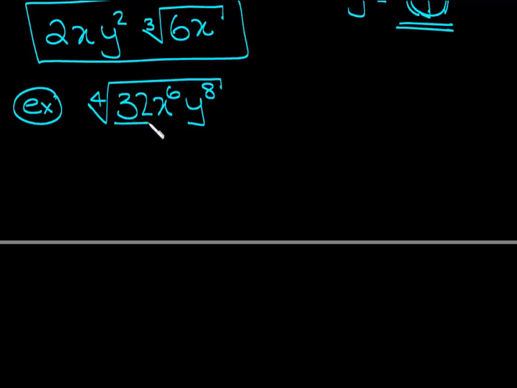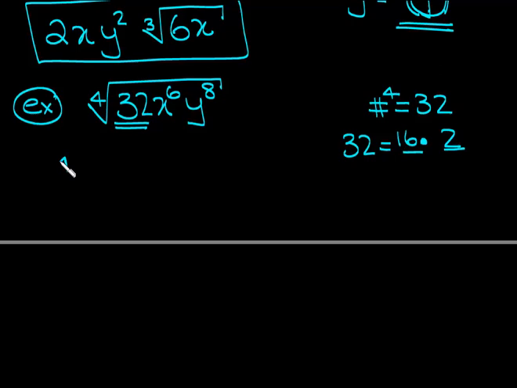Now, is 32 a perfect fourth power? That means, can I take some number to the fourth power and get 32? The answer is no. So we ask ourselves, can I take 32 and write it as a product of two numbers where one of them is a perfect fourth power? In this case, it's going to be 16 times 2, because the fourth root of 16 is 2, so that works. So the fourth root of 16 times 2. We took care of that number.